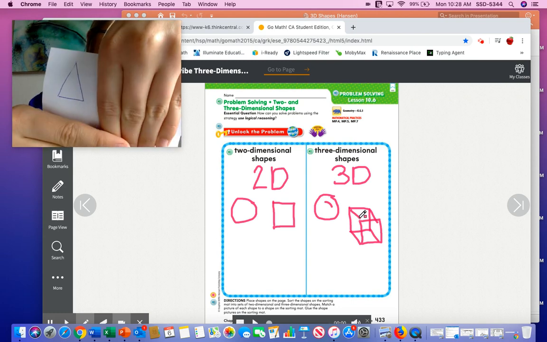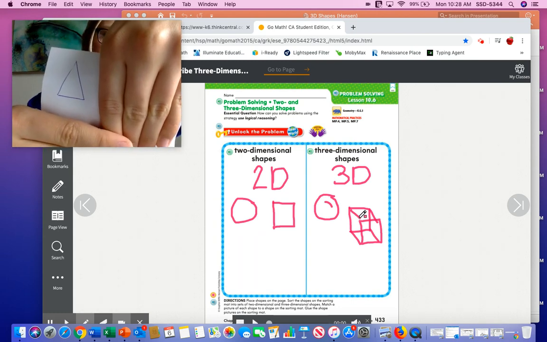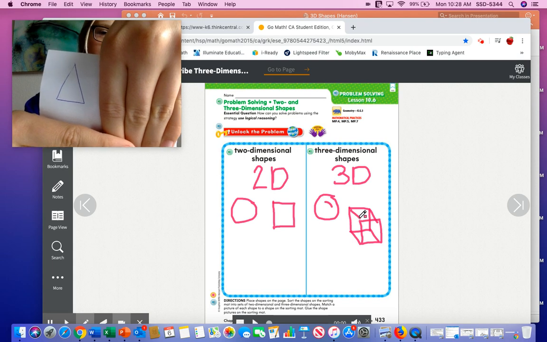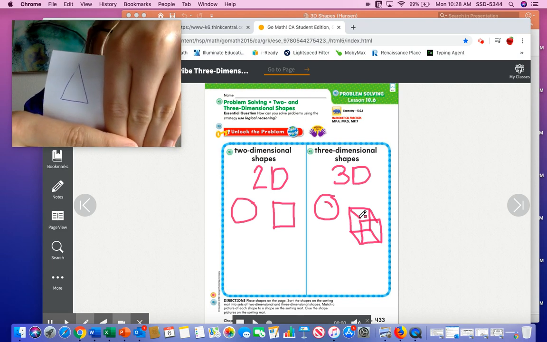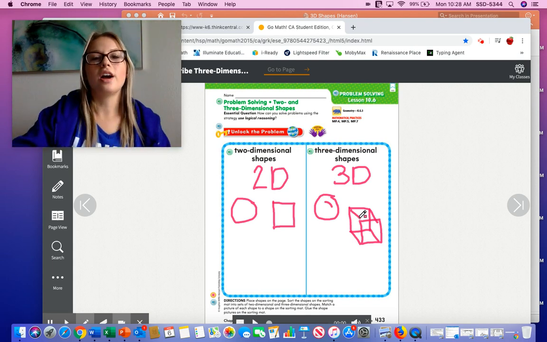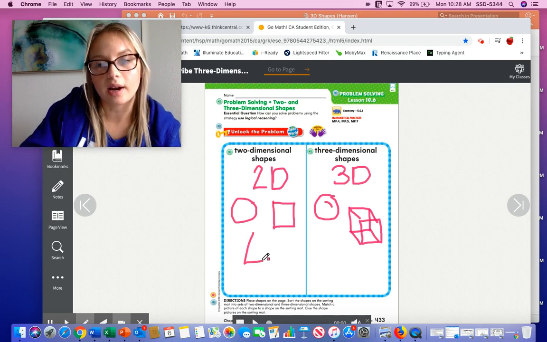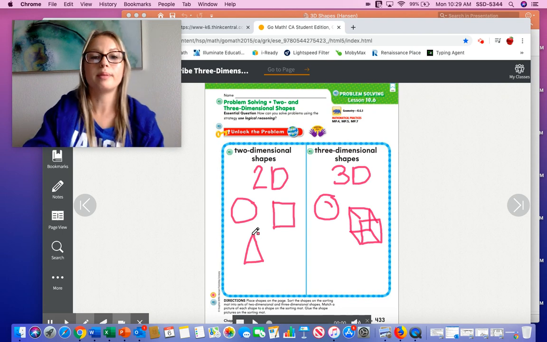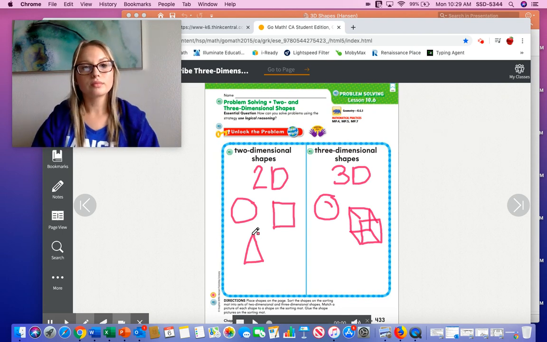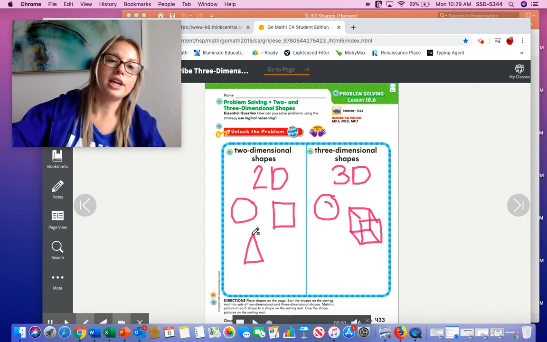A triangle. Is a triangle 2D or is it 3D? A triangle is two-dimensional because it's flat, right? We can draw it on a paper, but we couldn't pick it up. Good. Next shape.